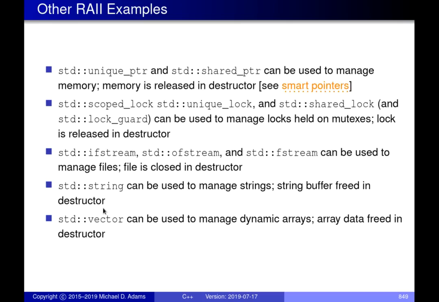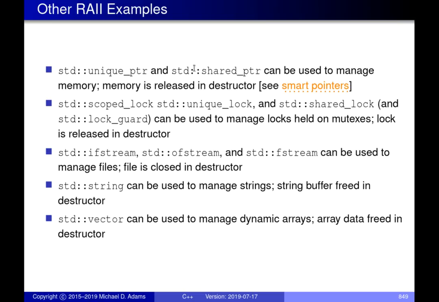Some other examples of RAII. There's what are called unique_ptr and shared_ptr. These are smart pointer types in the standard library. We'll be talking about them in more detail a little bit later. But these are basically used to manage memory. They're similar in spirit to the smart pointer type that we just talked about a few slides earlier in an example, except they're more fancy. They have a little bit more functionality, but the basic idea is the same.